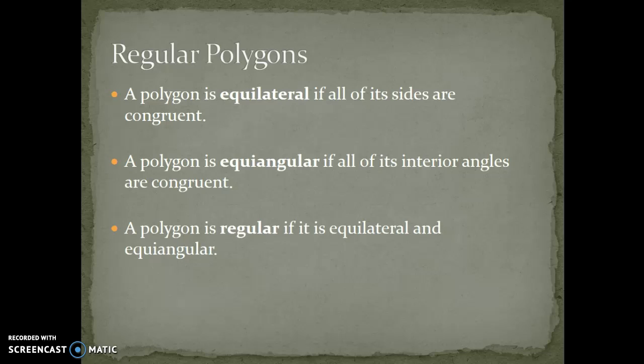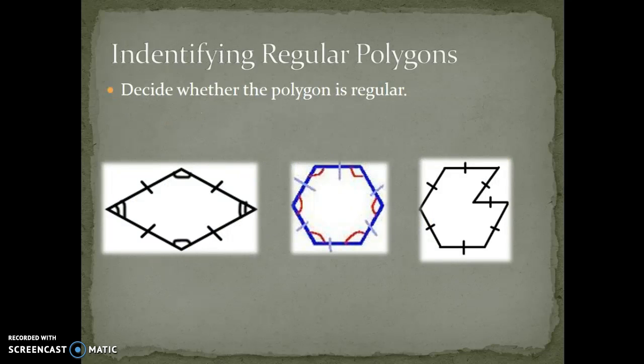Alright, regular polygon. We learned equilateral, we learned equiangular. Equilateral meaning all the sides are equal. Equiangular meaning all the angles are equal. A regular polygon is where it's both equilateral and equiangular. So all the sides and all of the angles are equal.